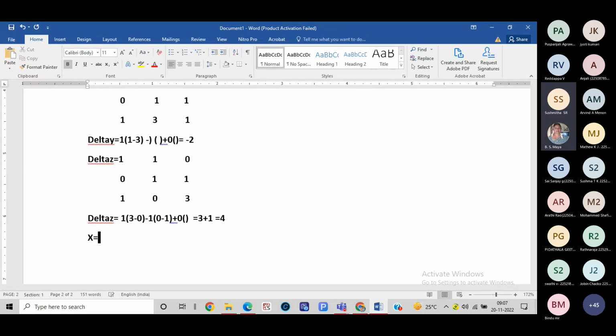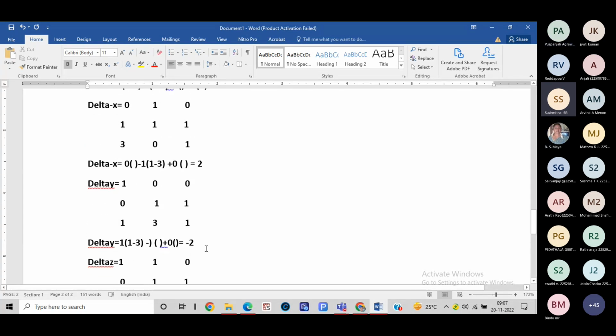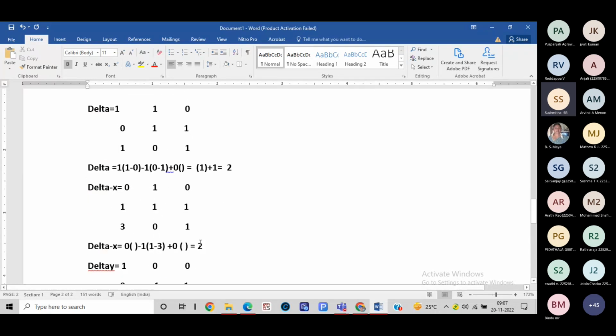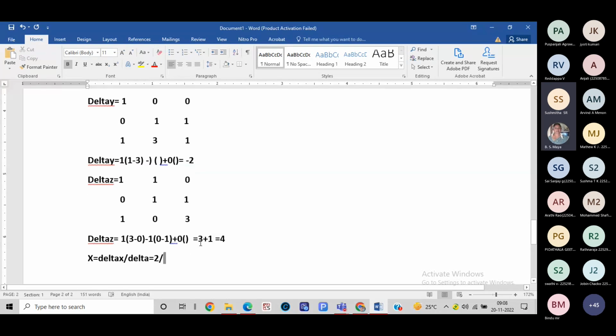We now find out x. What is x? x is equal to delta x by delta. What is delta x? 2. What is delta? 2. 2 divided by 2 is 1, ma'am. Then y is equal to delta y by delta. Minus 2 divided by 2, the answer is minus 1, ma'am.